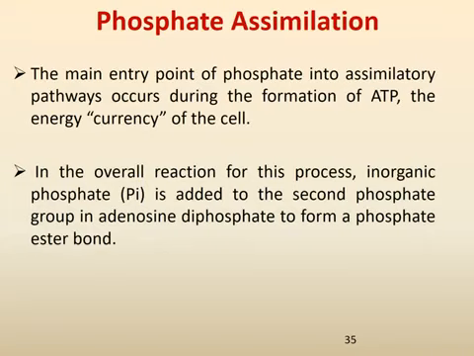Phosphate assimilation. The main entry point of phosphate into assimilatory pathways occurs during the formation of ATP, the energy currency of the cell. In the overall reaction for this process, inorganic phosphate is added to the second phosphate group in adenosine diphosphate to form a phosphate ester bond.